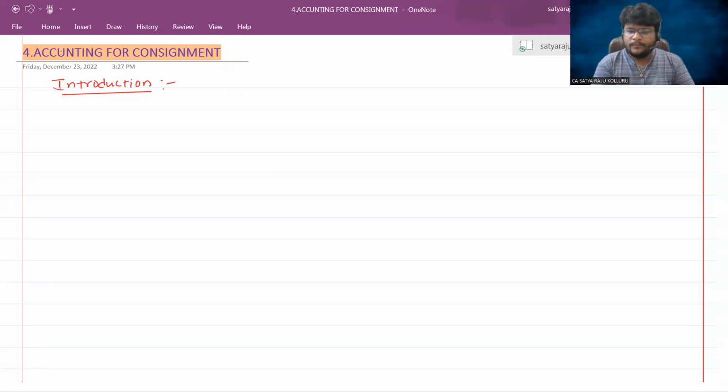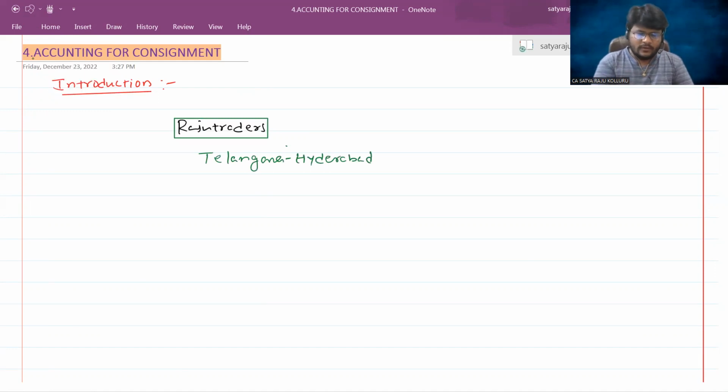Let us assume I am Razu Traders. I'm conducting my business activities in AP or Telangana, whatever the case may be. So let us assume I'm conducting my business activities in Telangana, strictly in Hyderabad. I'm a manufacturer of textiles. I have a manufacturing factory, a factory premises. Generally we are manufacturing textiles. Let us assume we have a textile manufacturing unit.